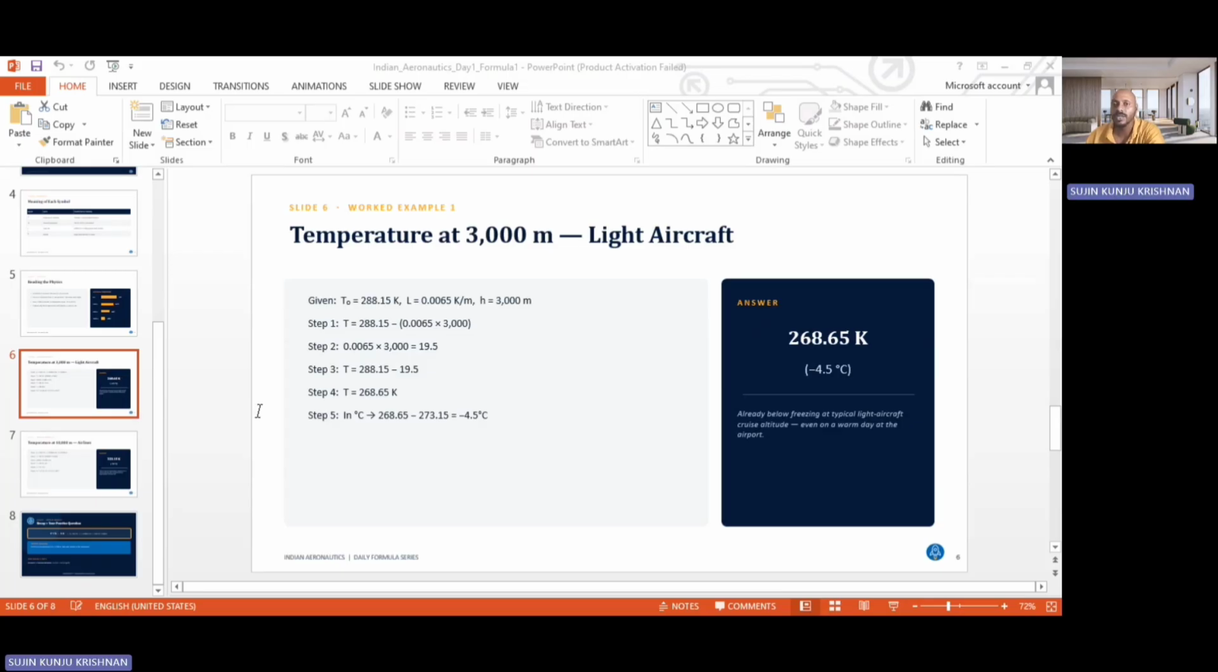Step six, convert to Celsius if needed by subtracting 273.15. That gives us minus 4.5 degrees Celsius. So at 3,000 meters, it's already below freezing outside, even on a warm day at the airport.